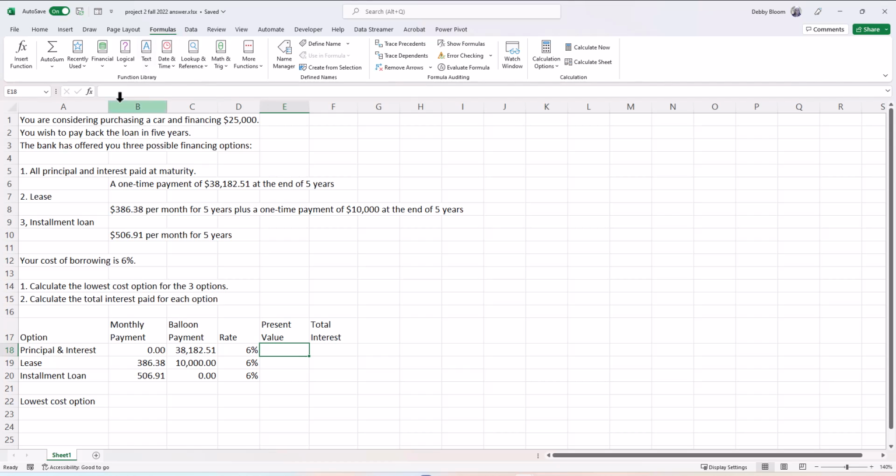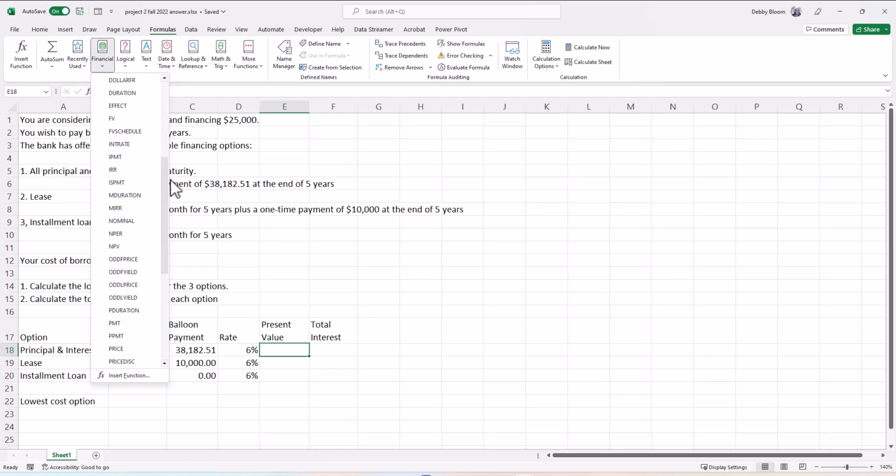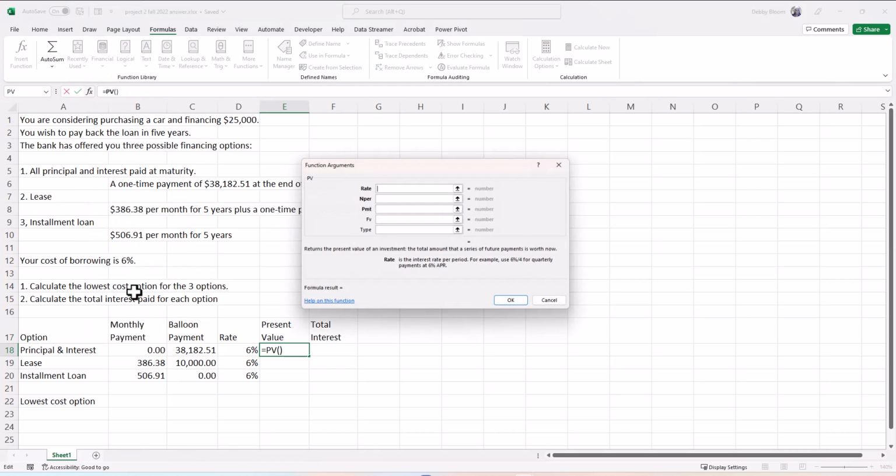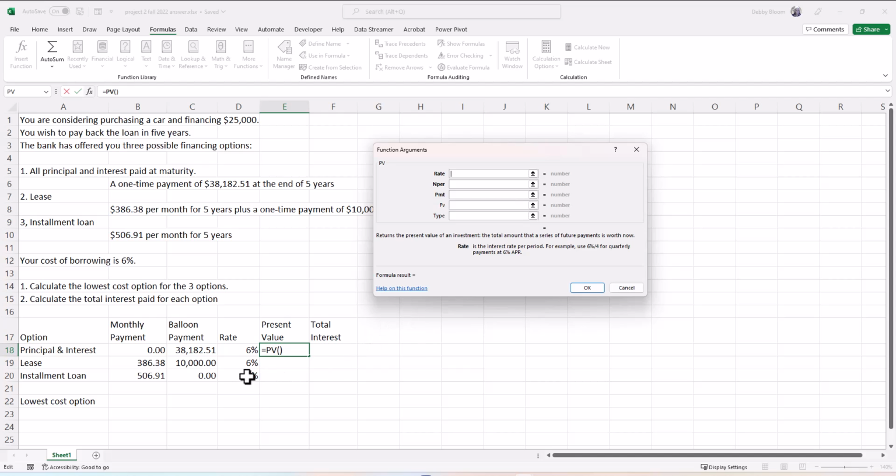So I'm going to click on the Formulas tab, Financial, and scroll down until I see PV. PV calculates the present value of an investment. So for my rate, I'm going to click on the 6% in cell D18 and /12, because these all are monthly payments. And the N per each one of these loans is 5 years, so 5 times 12, because each one is compounded monthly. So in order to use the same formula for each one, for the payment, I'm going to type in negative and then click on 0.